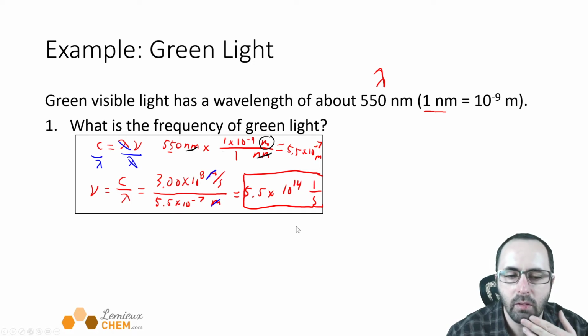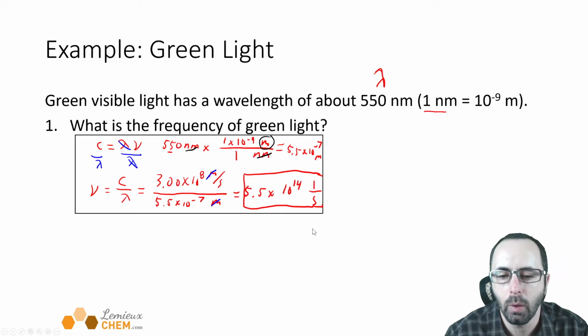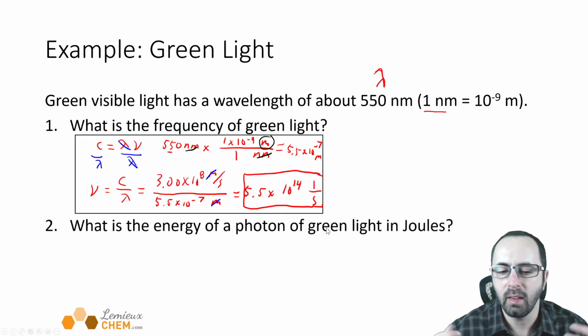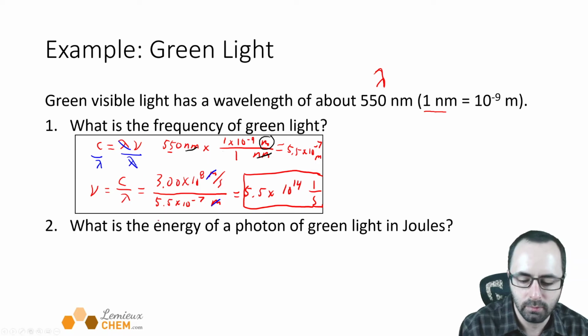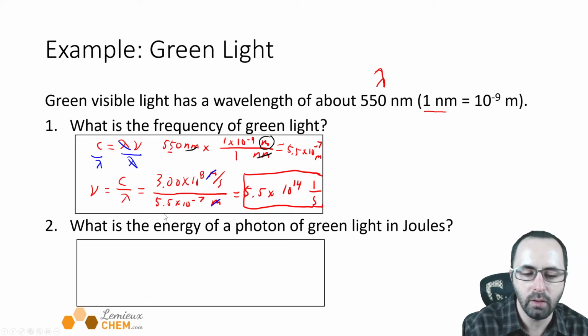Okay, so that's how we can solve between wavelength and frequency. We use this equation to go between wavelength and frequency. What if I was asked, what is the energy of a photon of this green light? To figure out the energy, we use the equation energy equals Planck's constant times the frequency.